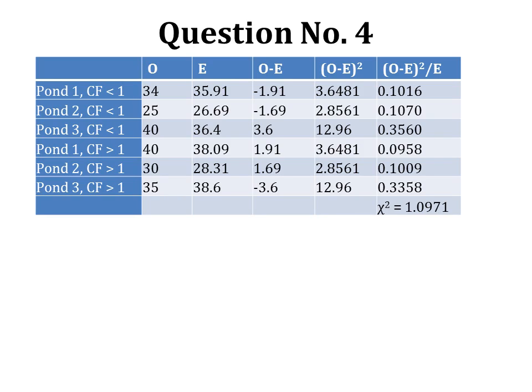And then in the next cell, the answer is 3.6, and then in the next cell, the answer is 1.91, which is for the fish with condition factor greater than 1 in pond number 1. And then we have 1.69, the difference between observed and expected frequency of the fish with condition factor greater than 1 in pond number 2. And then we have minus 3.6, the difference between 35 and 38.6, the observed and expected frequencies respectively of the fish with condition factor greater than 1 in pond number 3.